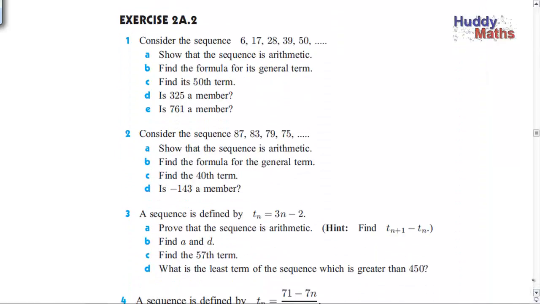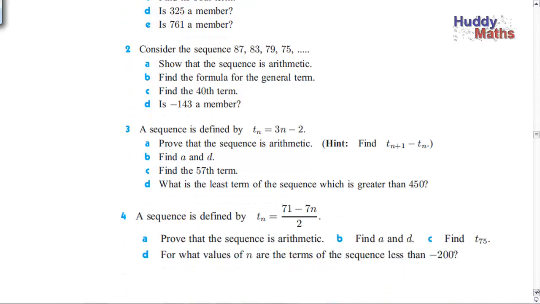Okay, time for you to have a bit of a go. So here's the next set of problems, 2A2. Questions 1 to 3. Pause the presentation and have a go, and I'll show you the answers in a minute. I'll get this last question in. Okay, come down and let's have a look at that then.